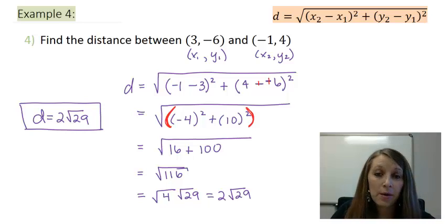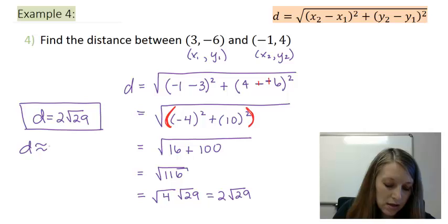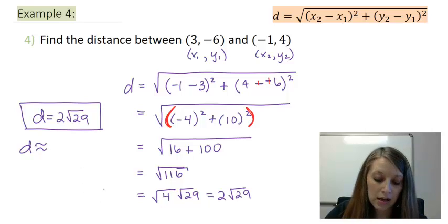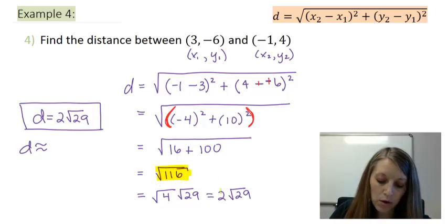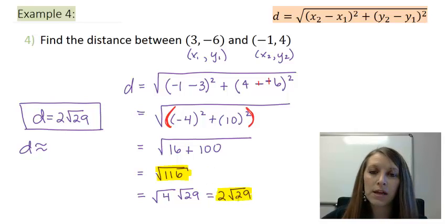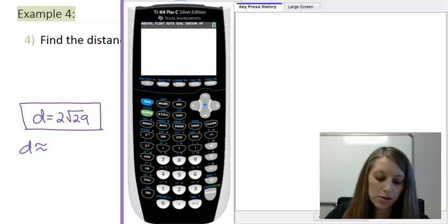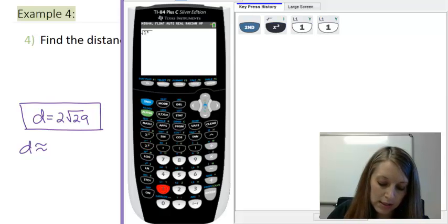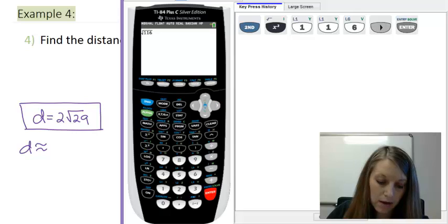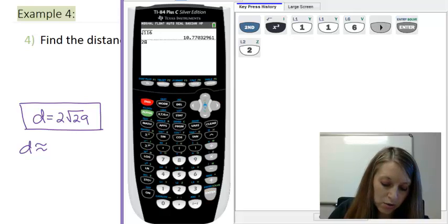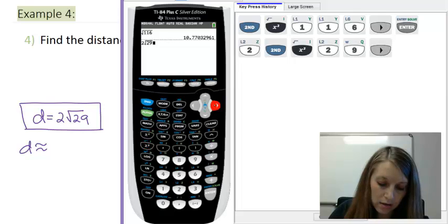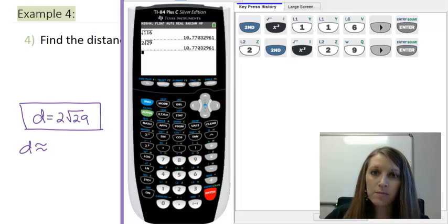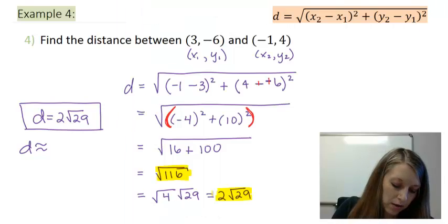We almost always want an approximate answer of this, so we can do this by plugging it into the calculator. 2 square root of 29 or square root of 116. Either one of them will give you the same answer, and you can type both of them in to confirm your answer. So let me type in the first, square root of 116. And my simplified 2 square root of 29. And both of them give me this answer here. So my approximate answer, rounded to 3 decimal places, is 10.770.